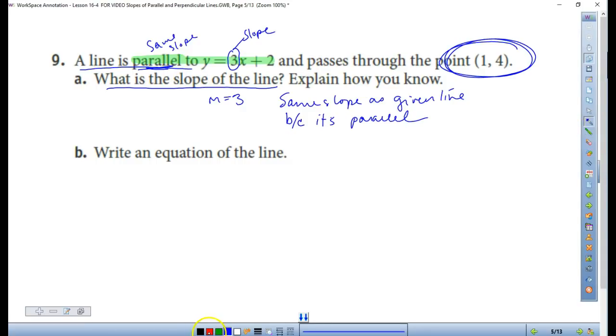Well, we know that the slope is 3, and we know that it goes through the point (1, 4). So what kind of equation can we write when we know the slope and a point? Hopefully you're coming up with point-slope form, which would be y minus 4 equals 3 times (x minus 1).